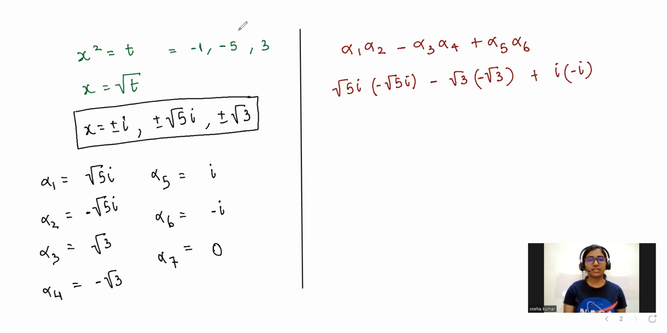Okay, now I need to just multiply it. That's it, right? Root 5 into root 5 is 5i square. I have a minus sign. Then plus 3 because minus into minus will become plus, and then minus i square. We know that the value of i square is minus 1. So I'll be getting 5 plus 3 plus 1, which adds up to 9. So this is my final answer. The value of the expression is 9.